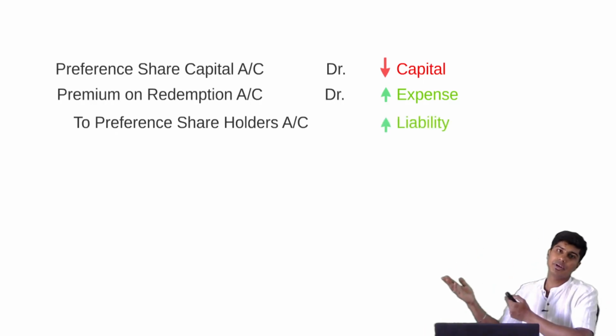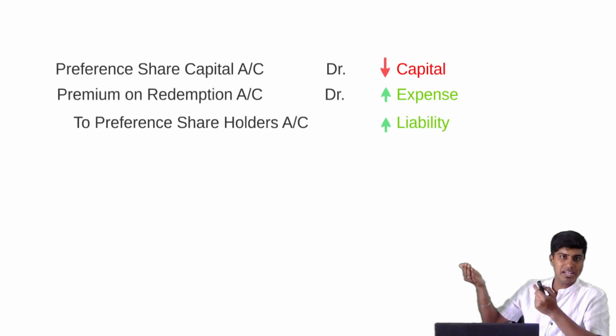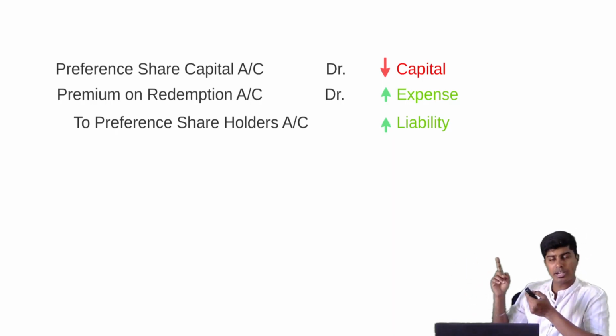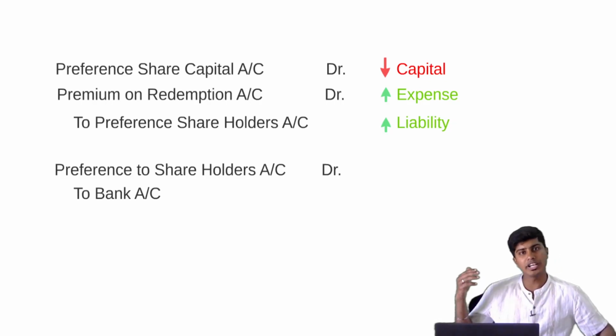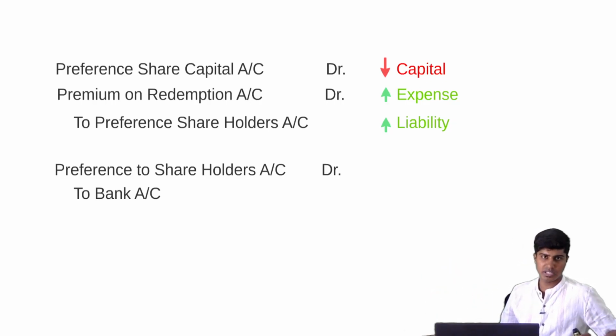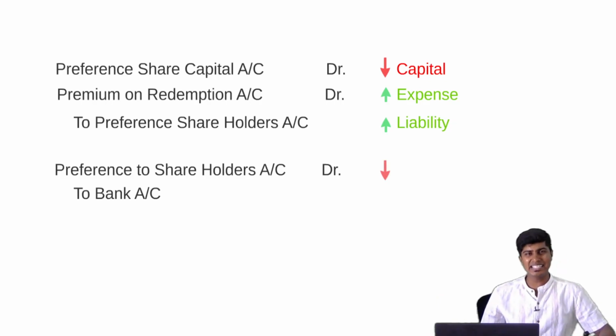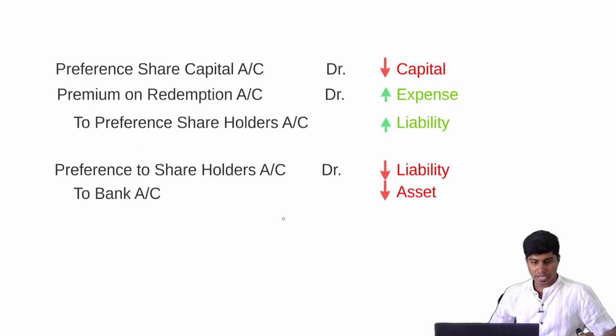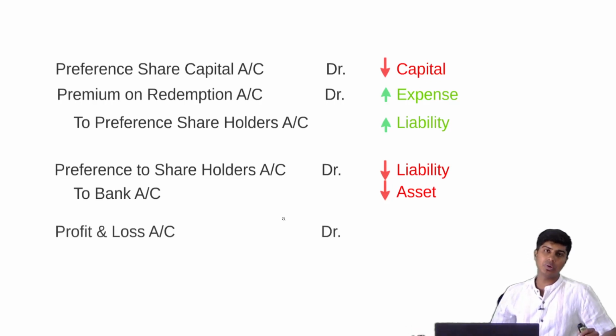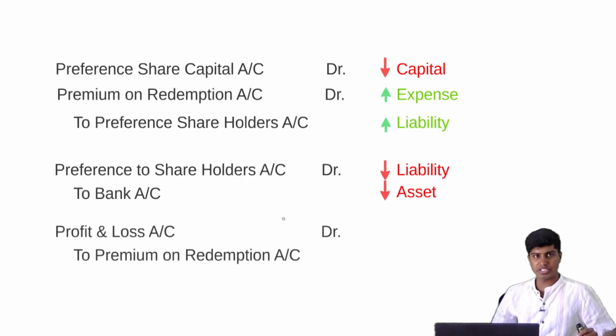Then I would make the payment to that preference shareholder. So my liability towards preference shareholder will decrease. So I'll write preference shareholder account debit. I'll credit my bank account because this would reduce my bank balance, which is an asset. So liability decreasing debit and asset decreasing credit. And once I do this, the premium on redemption of preference shares has to be transferred to P&L account. So I'll write P&L account debit to premium on redemption of preference shares, transfer of expense.